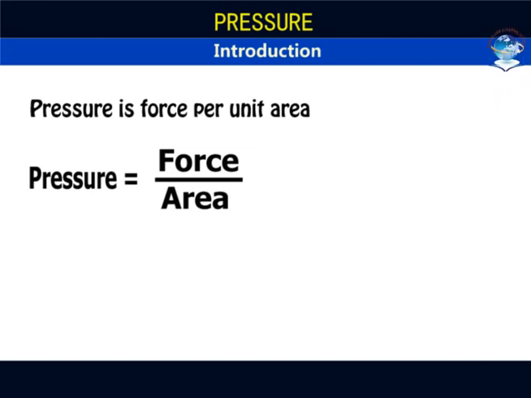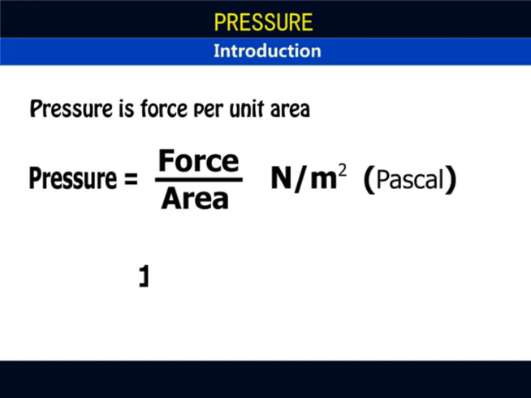How about the unit of pressure? It is derived from the units of force and area. Force is given in newtons and area in square meters. So newtons over square meters gives us newtons per square meter. This is the unit of pressure. We also call it Pascal. And so 1 Newton per square meter is equal to 1 Pascal.